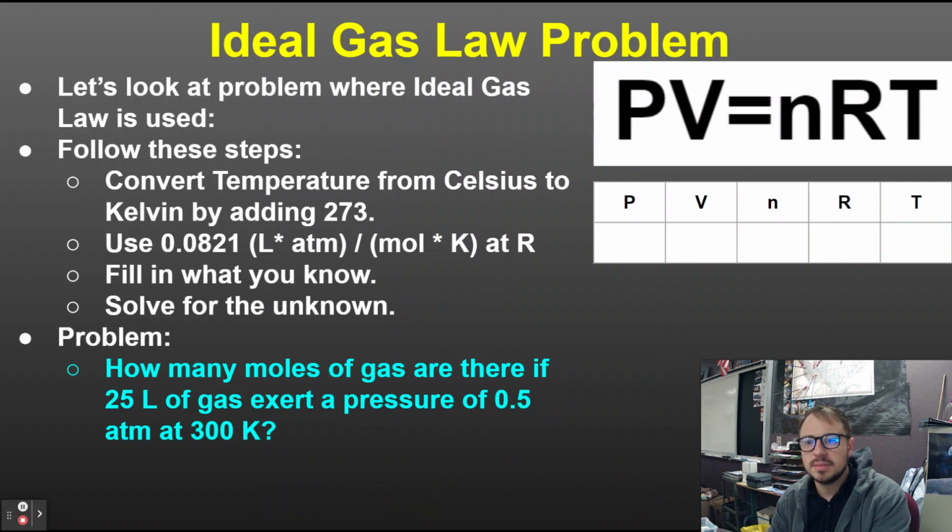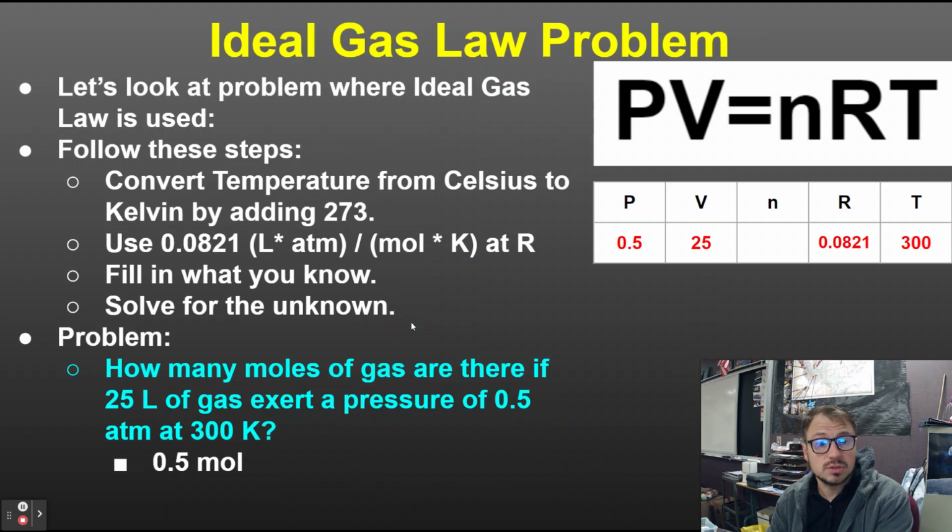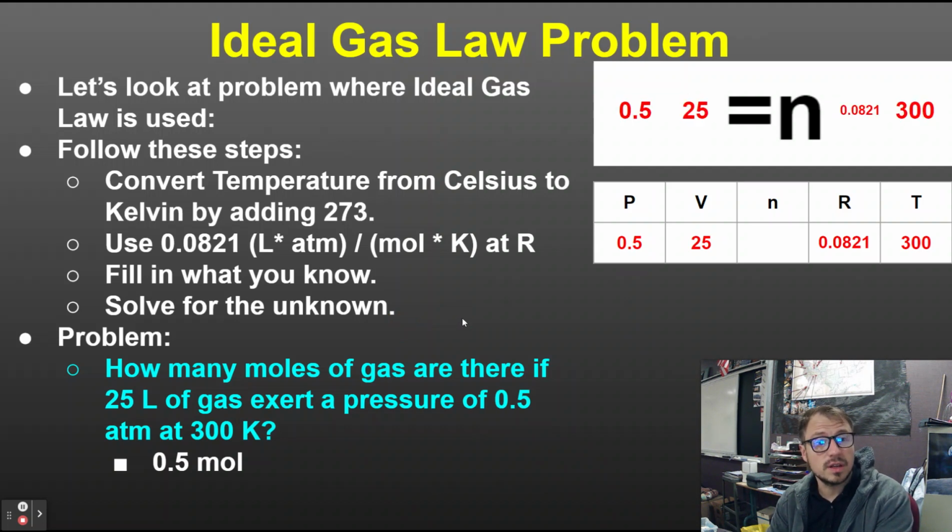So the problem: how many moles of gas are there if 25 liters of gas exert a pressure of 0.5 atmospheres at 300 Kelvin? 0.5 moles. That's going to be the answer. How did I get that? Well, I just plug in everything that I know and solve for the unknown. 0.5 times 25 divided by 0.0821 times 300 gets you 0.5 moles.